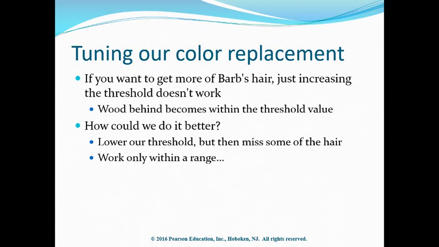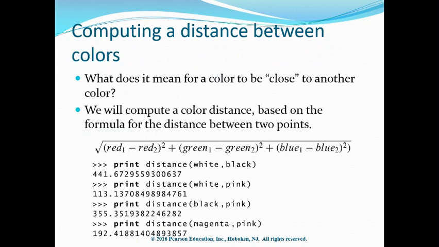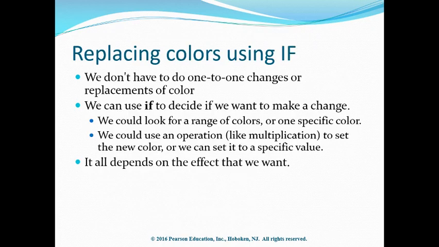So tuning our color replacement. If you want to get more of Barb's hair, as one of the examples we did previously, just increasing the threshold doesn't work. Wood behind becomes within the threshold value. So how could we do it better? We could lower our threshold but then miss some of the hair, or we only work within a range. So computing a distance between two colors. What does it mean for a color to be close to another color? We will compute a color distance based on the formula for the distance between 2 points, which we showed previously.